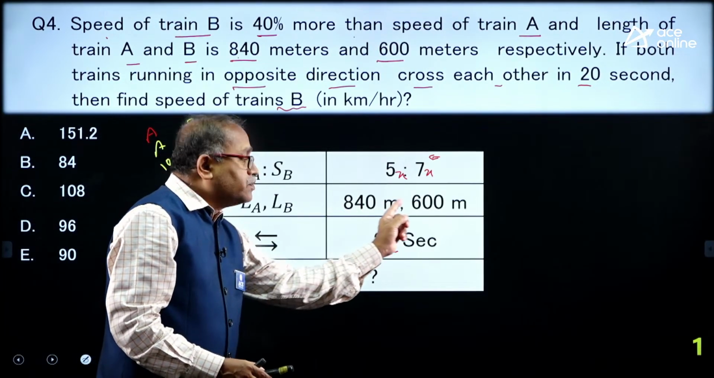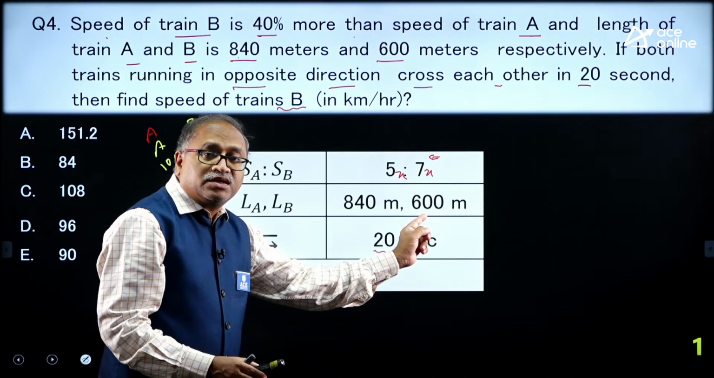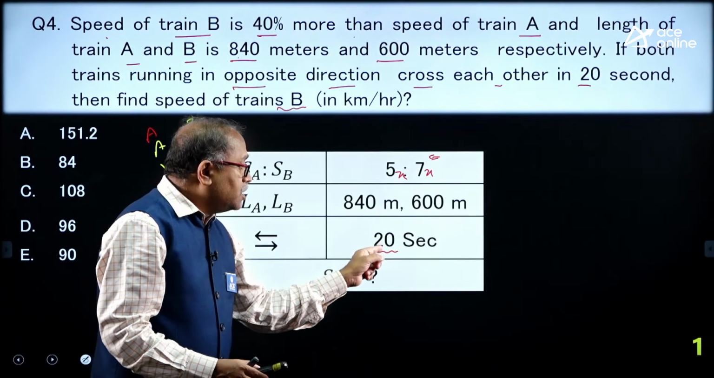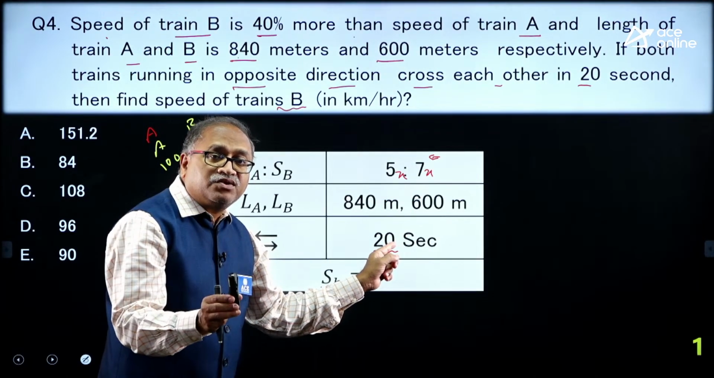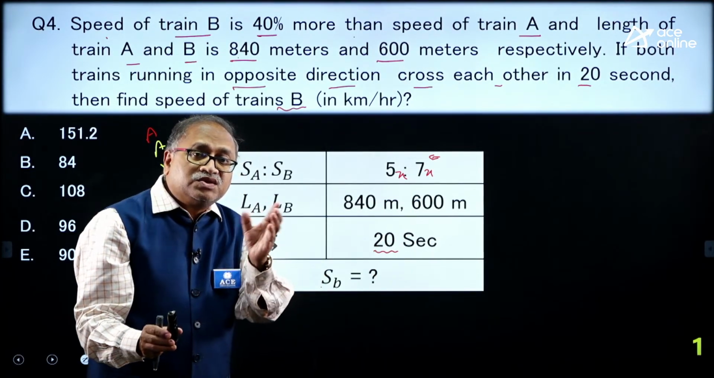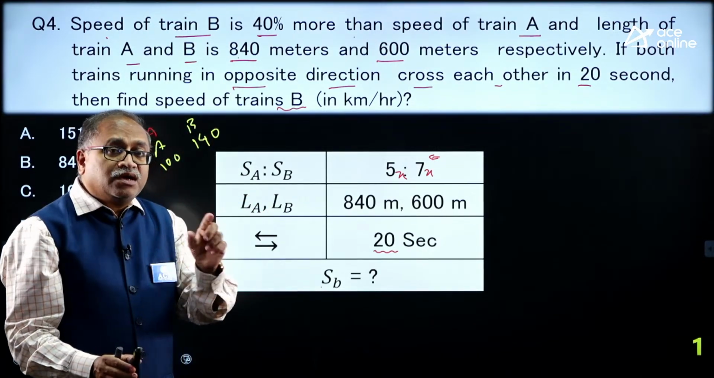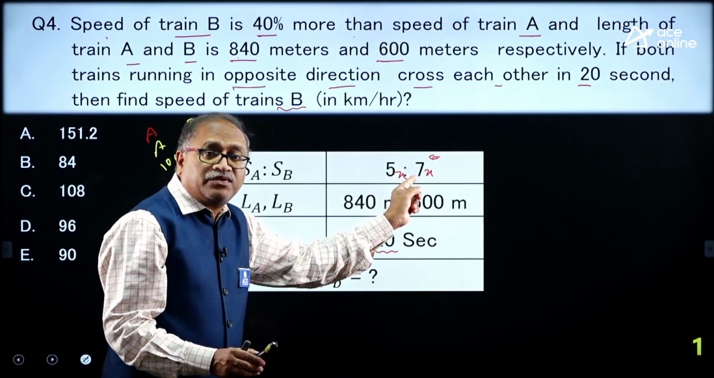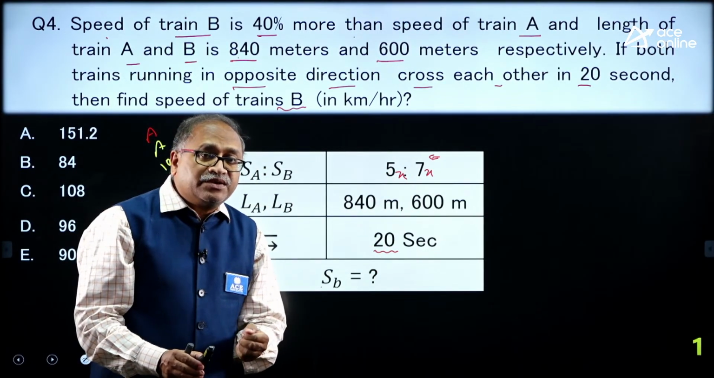Distance will be the length of the first train plus the length of the second train, that is 1440. How much time is taken to cross? 20. So, 1440 divided by 20, 720 is the relative speed, and that is A plus B, the speed of A plus the speed of B, that is 12x. Once I know that 12x, I can find out how much is 7x.